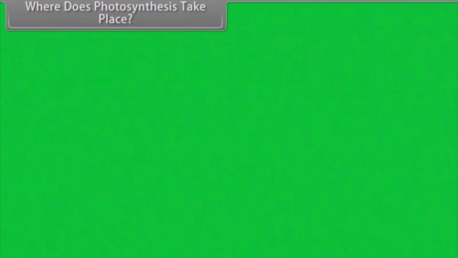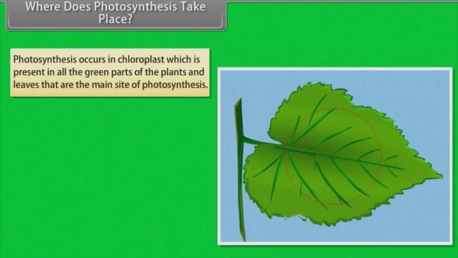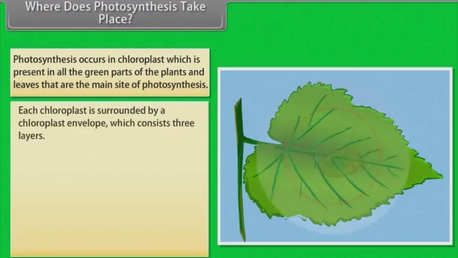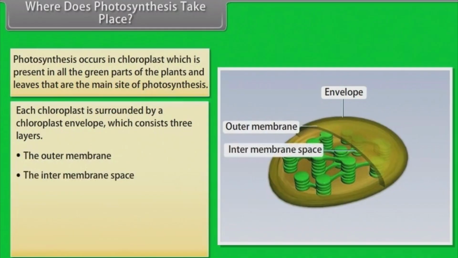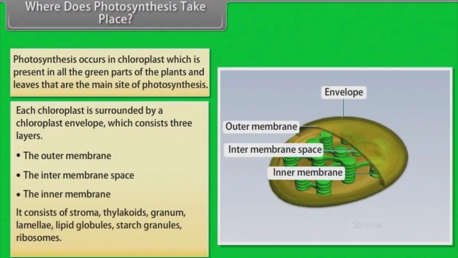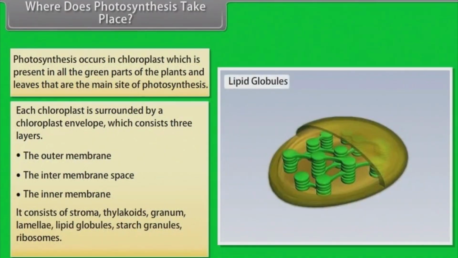Where does photosynthesis take place? Photosynthesis occurs in the chloroplast, which is present in all the green parts of the plants, and leaves are the main site of photosynthesis. Each chloroplast is surrounded by a chloroplast envelope, which consists of 3 layers. They are the outer membrane, the intermembrane space, and the inner membrane. It consists of stroma, thylakoids, granum, lamellae, lipid globules, starch granules, and ribosomes.